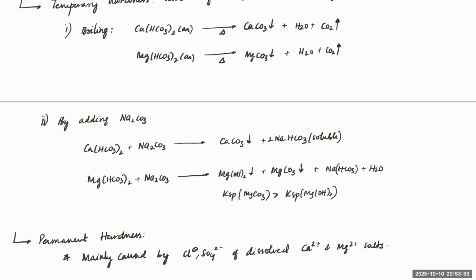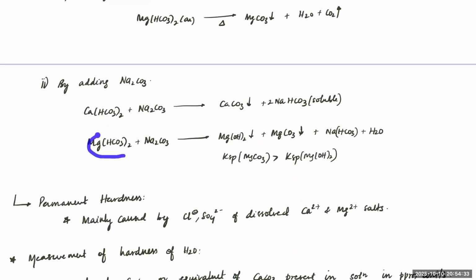Calcium bicarbonate plus Na2CO3 will convert into calcium carbonate and 2 moles of sodium bicarbonate. The sodium bicarbonate is soluble, while the calcium gets precipitated. Basically, if you increase the concentration of CO3 2 minus, the calcium 2 plus will react with it to precipitate as CaCO3. Magnesium bicarbonate will also precipitate, but this time magnesium carbonate and magnesium bicarbonate both get precipitated, giving more composition of magnesium bicarbonate.